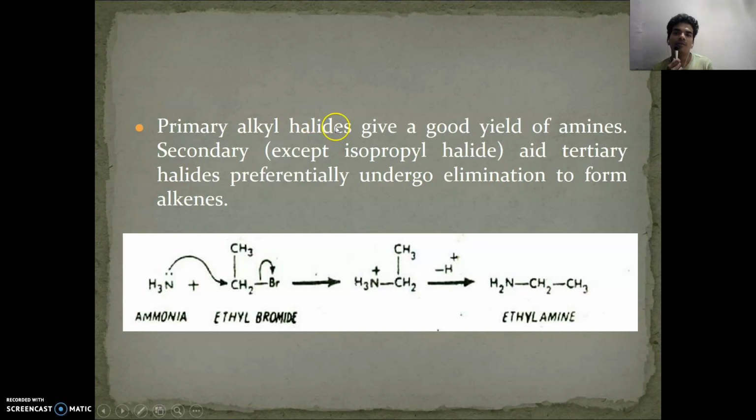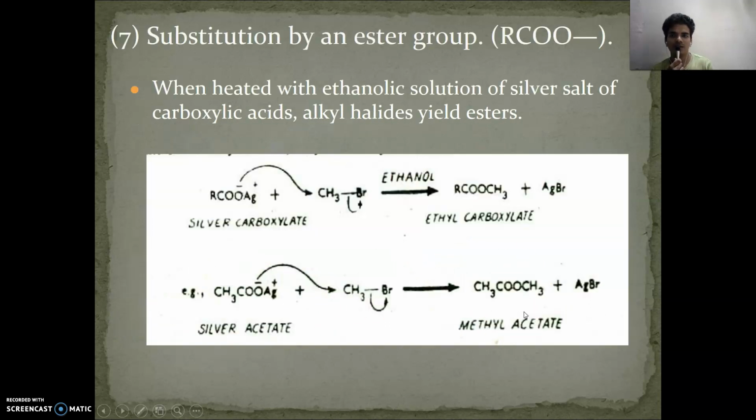Primary alkyl halides give a good yield of the amine, secondary halides too except isopropyl halide, and tertiary halides preferentially undergo elimination to form the alkene. So this is ammonia with ethyl bromide, and it will finally give ethylamine as a product. Then substitution by an ester group.